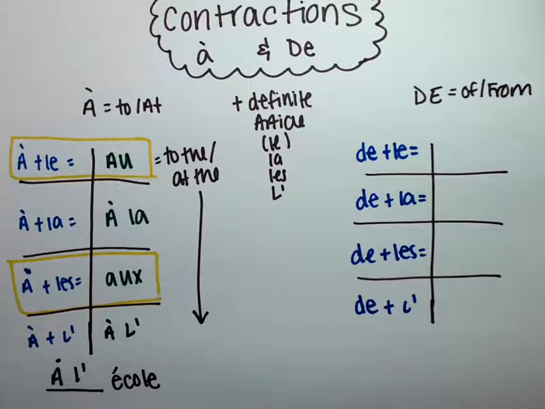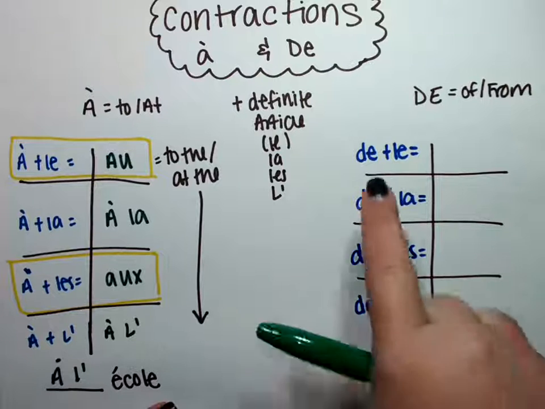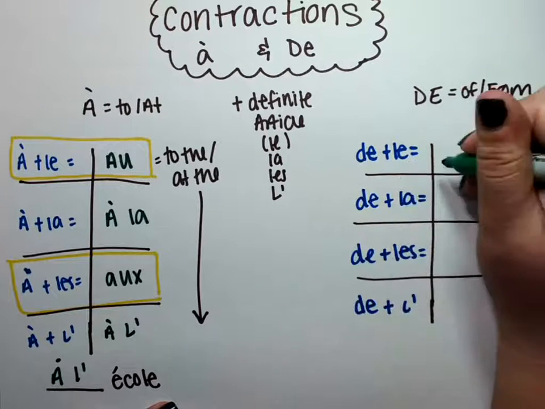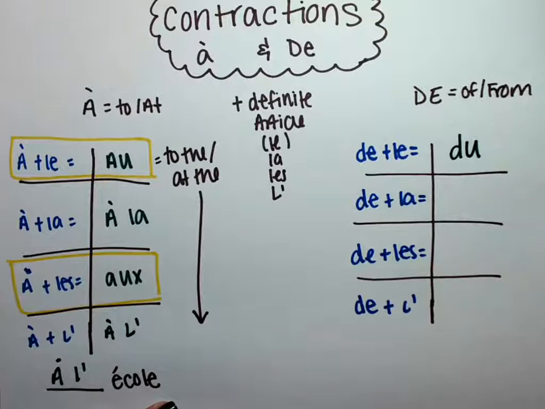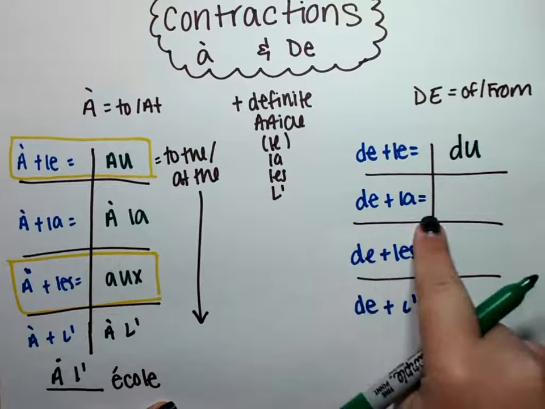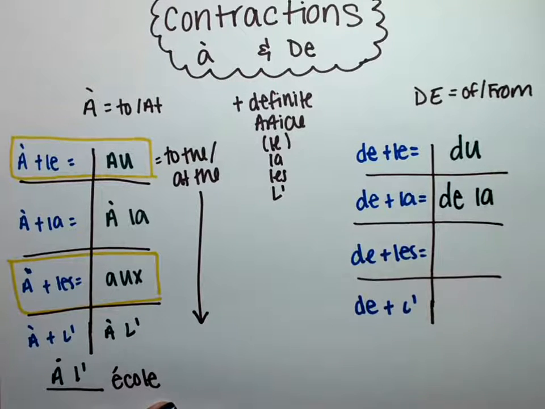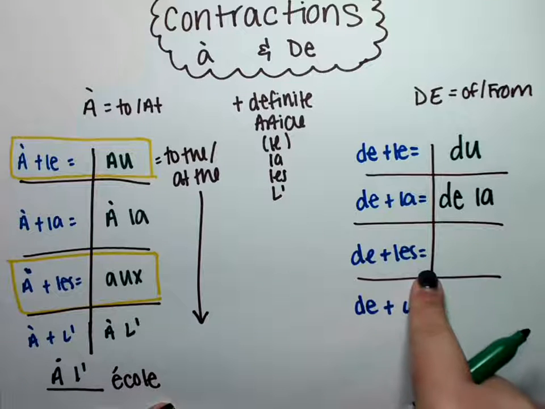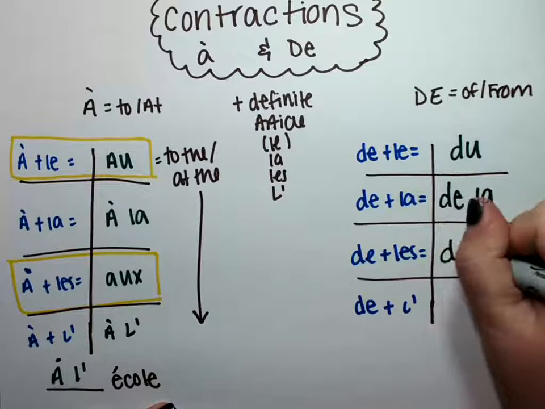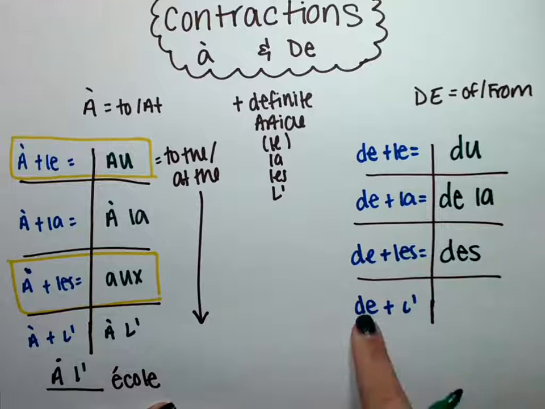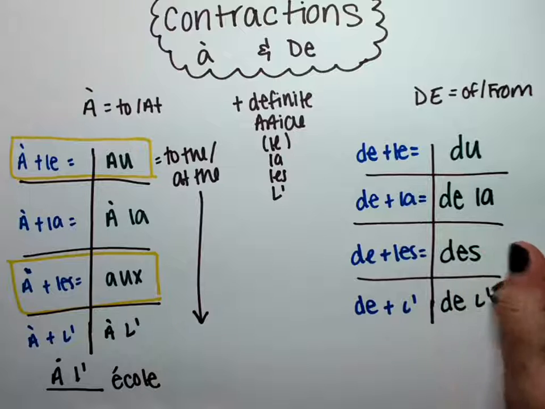Right, so we have all of our separate forms right here. Now we need to combine them like scrambled eggs and make them into one. De plus le is going to change to du. And de plus la is going to stay the same, de la. De plus les changes to des, and de plus l'apostrophe stays the same, de l'apostrophe.